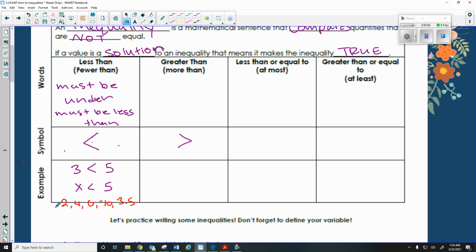But there's a whole range of numbers, so that's something a little bit different. All of these red numbers are considered to be solutions because they make it true. So think back: equations have one solution, inequalities have quite a few.